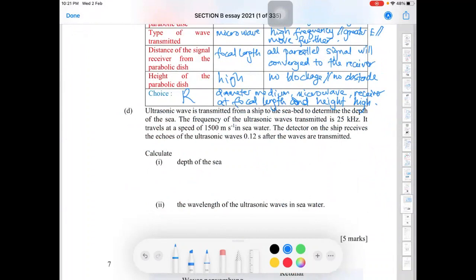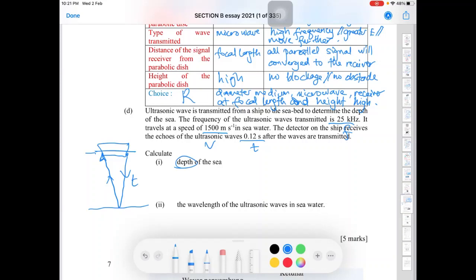Okay, ultrasonic wave is transmitted from a ship to the seabed to determine the depth of the sea. So ini ada sea, dia akan hantar signal from a transmitter, dia akan receive back. Ni reflection, ni seabed. Okay, and then this one time lah. The frequency is frequency. And then this is the V. And then this is the time reflected. So dia tanya depth of the sea.